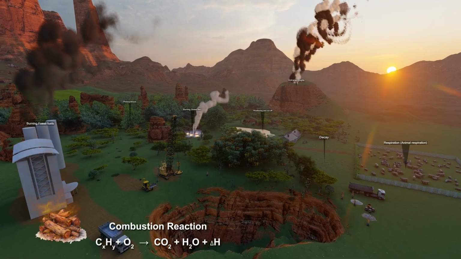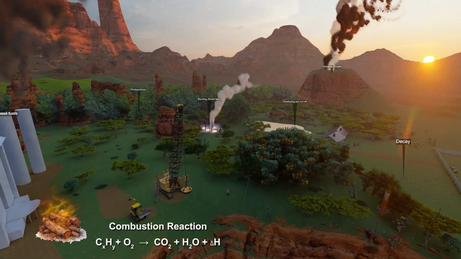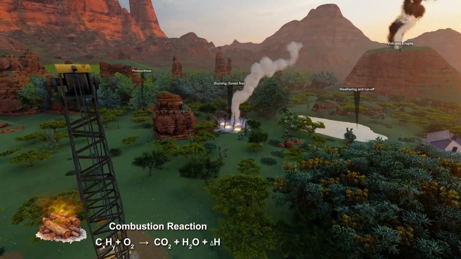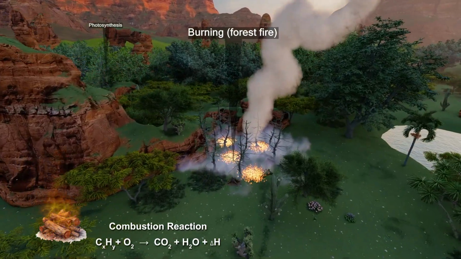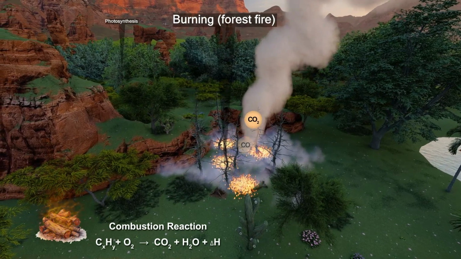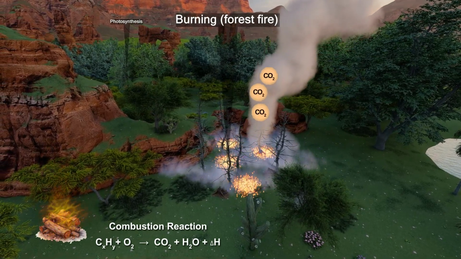Burning, forest fire. All the mass of all the trees that you're seeing around is mostly coming from atmospheric CO2. So when we cut down forests and burn forests, then we are releasing CO2 into the atmosphere.